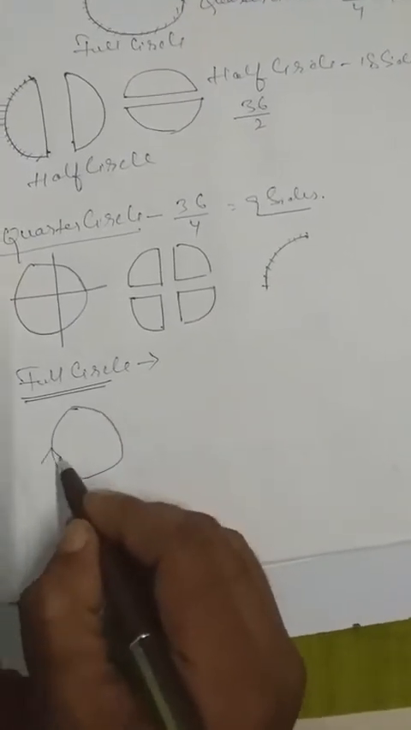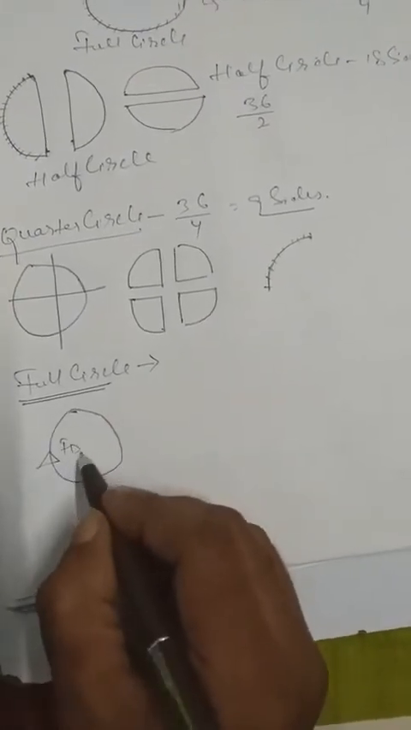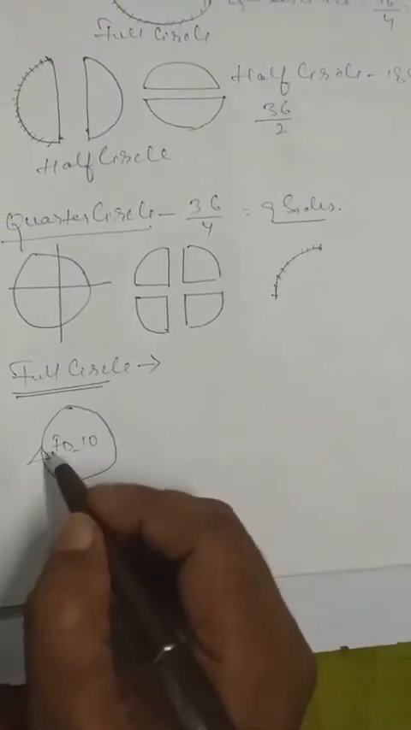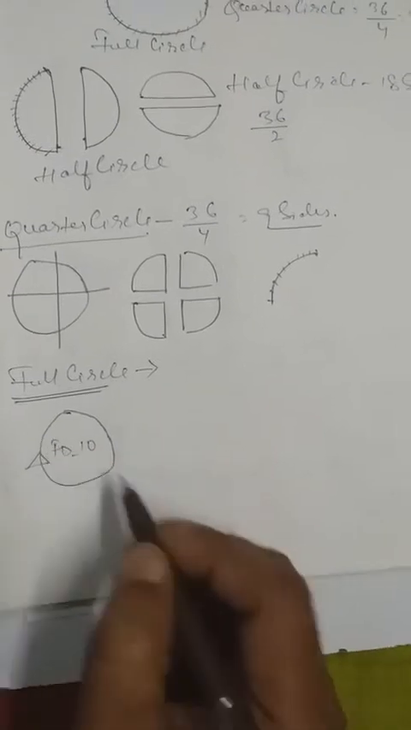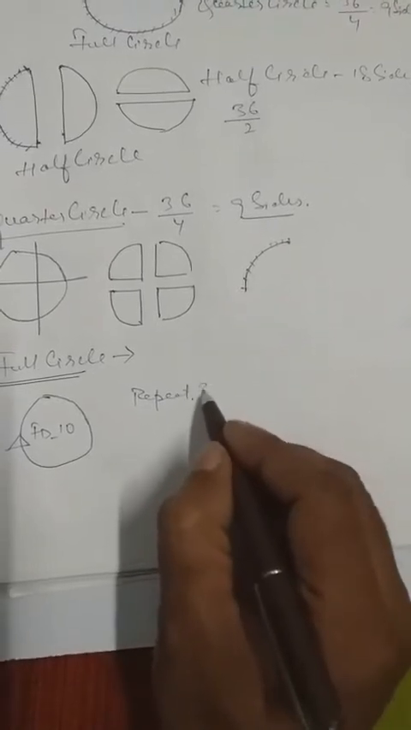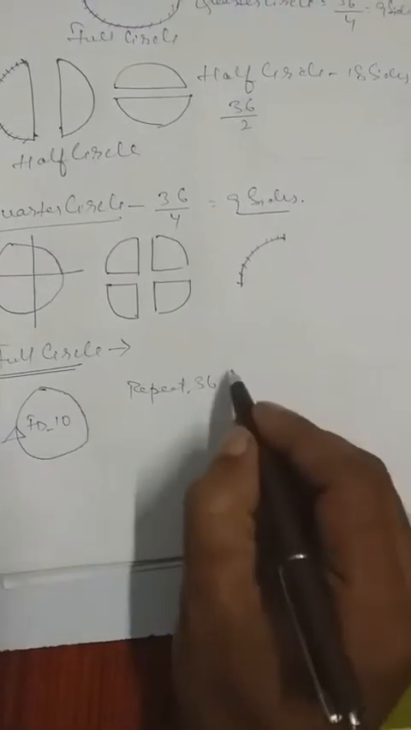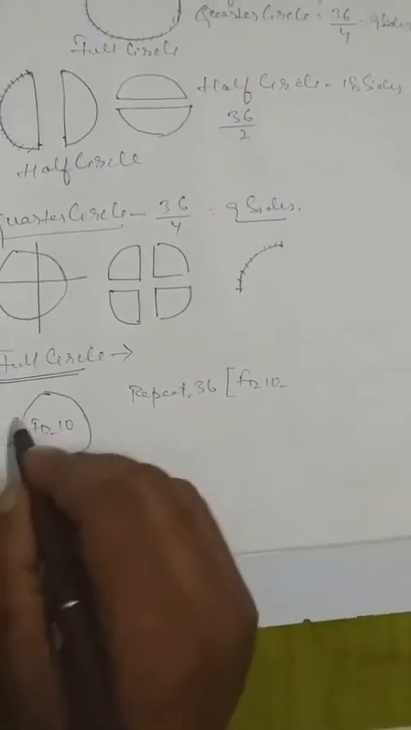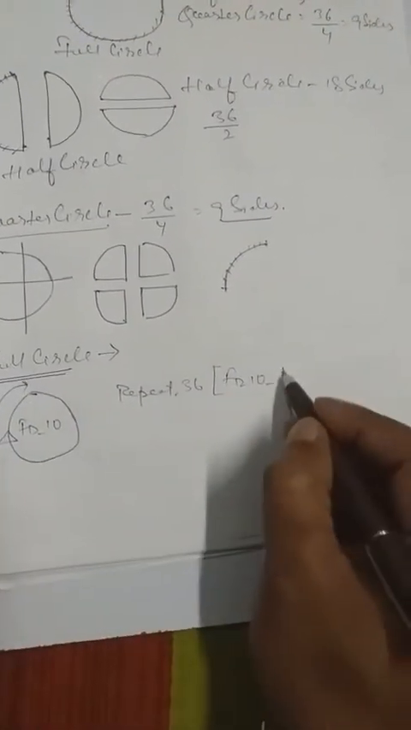Here is your turtle. There are 36 sides and each side is FD10. Then your command will be repeat 36, because 36 sides are there. Side value will be FD10 and turn. You are turning here clockwise, so you will write here RT.